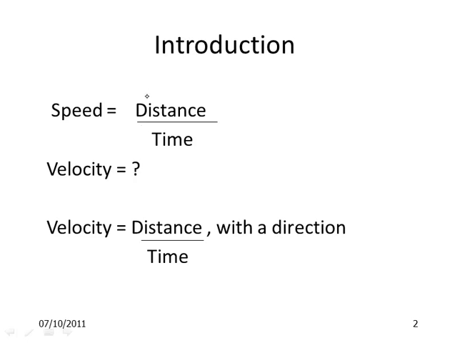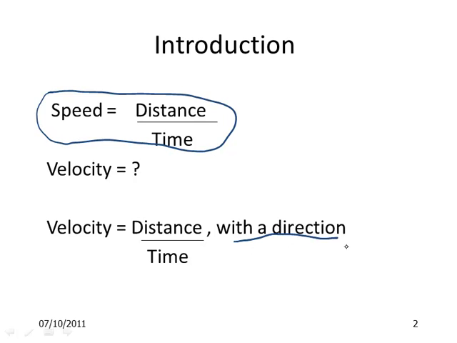Okay, so I'm just going to do something on uniform linear acceleration here. Now, we know that speed is equal to distance divided by time. We'll be using this a lot for these questions. The only difference between velocity and speed is that velocity is speed with a direction.